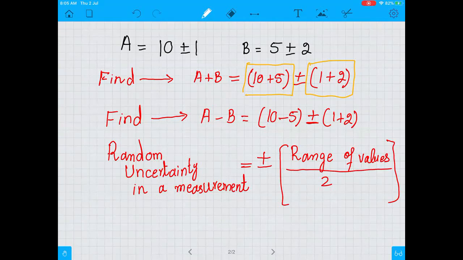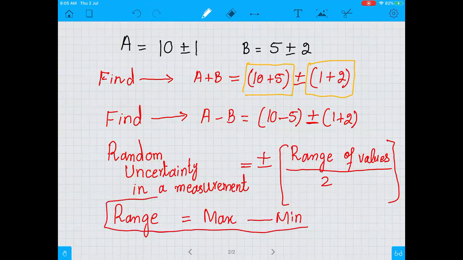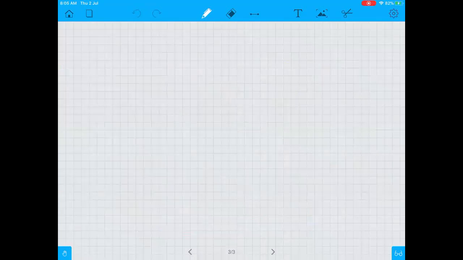And what is range of values? Range is basically the difference between the maximum and the minimum value. So the difference between the maximum and the minimum value is called the range of the data. And range would be equal to maximum minus minimum, and half of this range will be equal to the random uncertainty. Now let's suppose, why are we adding uncertainties while subtracting the values?